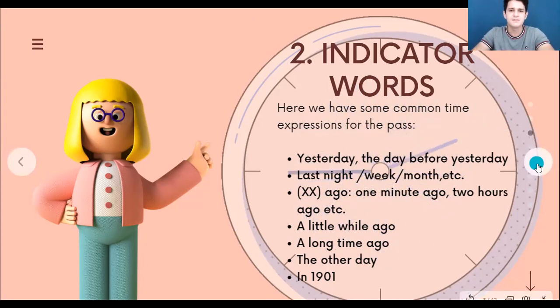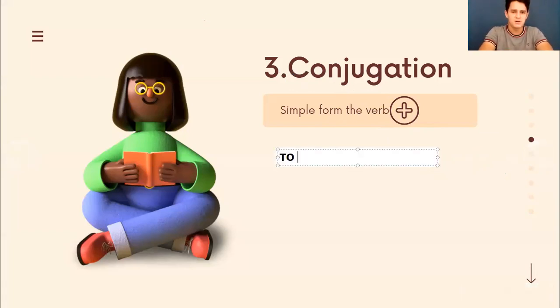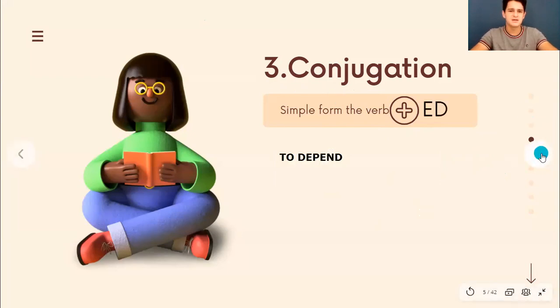All right, so next, what's next? We have the conjugation. For all of these tenses, we have conjugations, okay? We have conjugations. And what is the conjugation of the simple, what is the conjugation of the past? So we have, for example, the verb could be to depend. All right. And what is the conjugation? So look at this. The conjugation is the simple form of the verb plus ed.